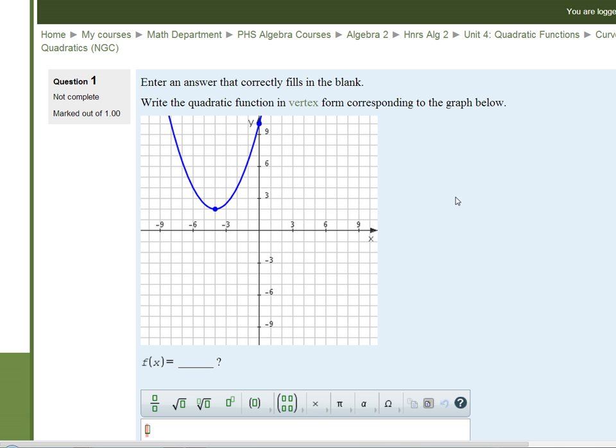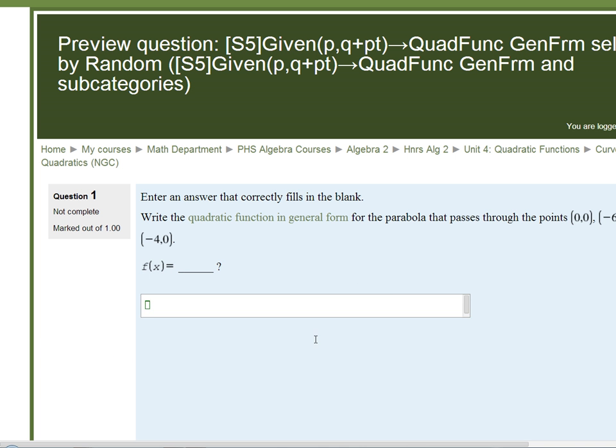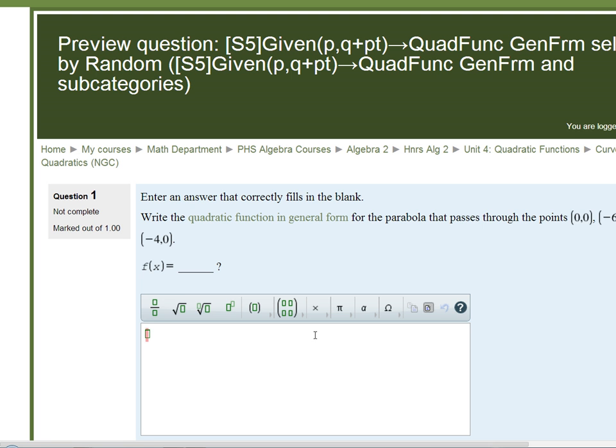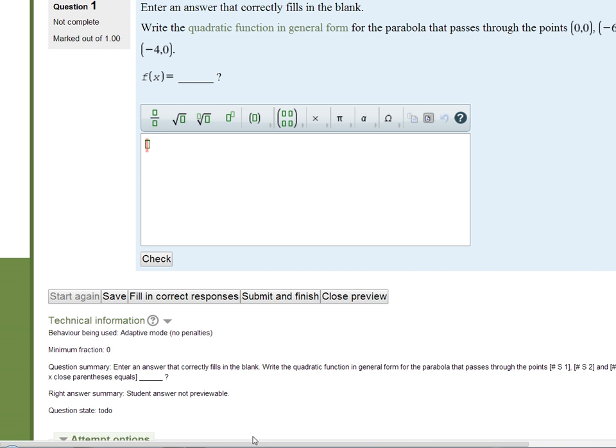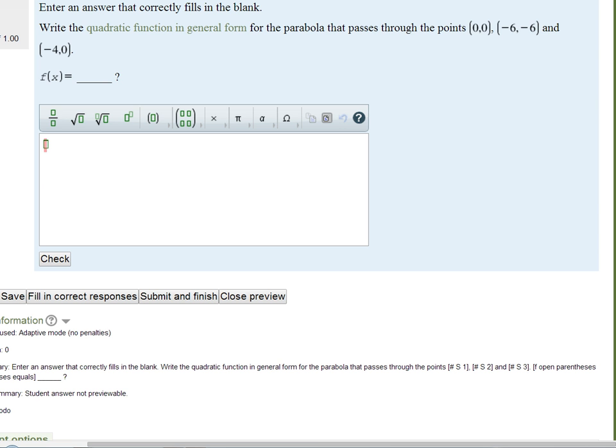So here's another one. They want this in general form, right? So this would be an example where we do the same thing, but they want f of x written in general form, so we'd have to just expand that and put it in general form. So it'd be ax squared plus bx plus c, correct.